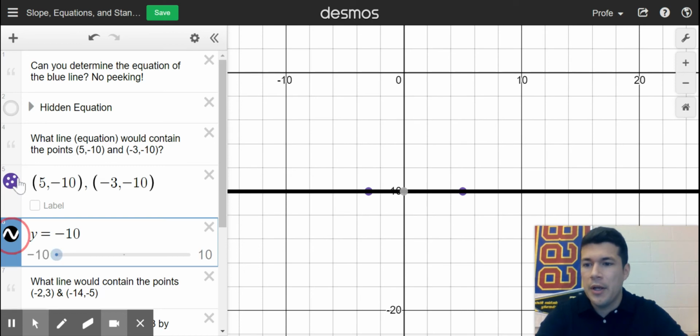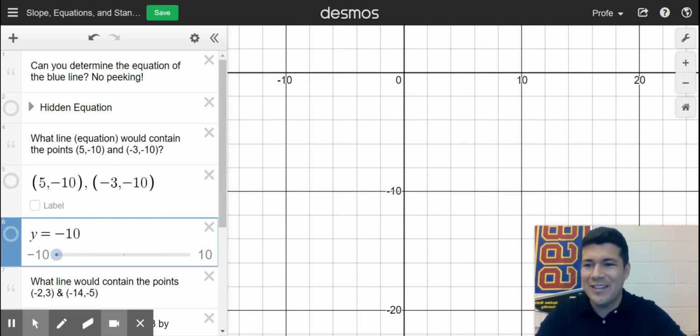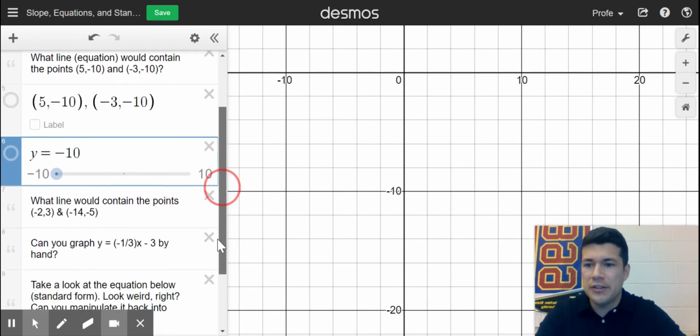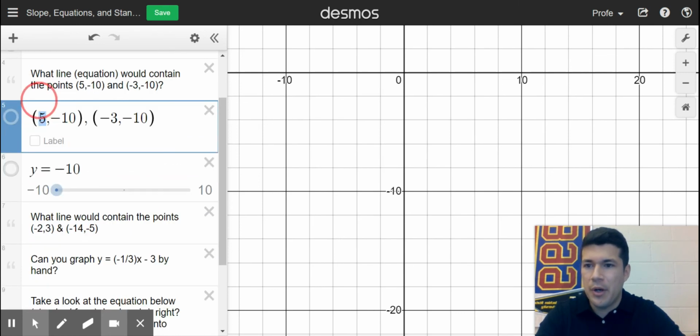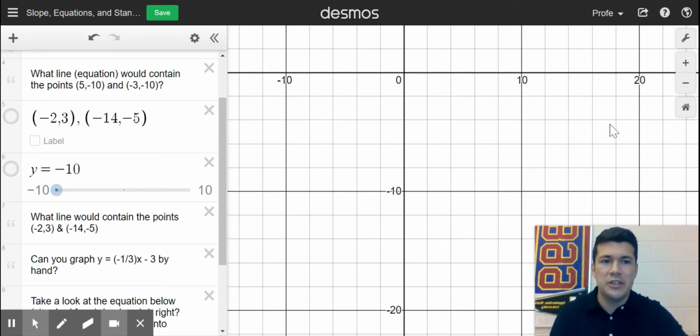All right, but let's move on to one that is not vertically or horizontally aligned. So what if I had the points (negative 2, 3) and (negative 14, negative 5)? The first thing I want to do, whether it's on paper or with Desmos, is graph those. I want to see what that looks like. So let's turn these points on. And here they are.